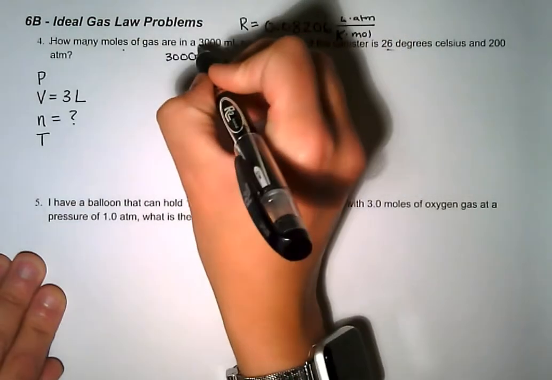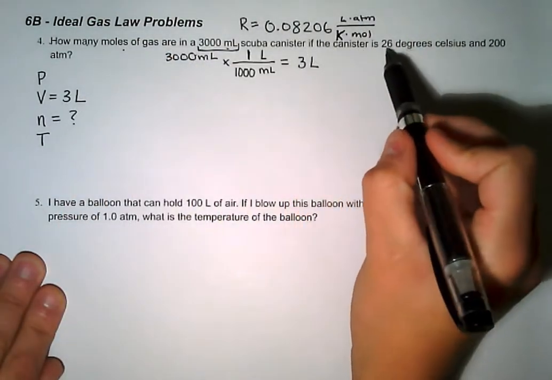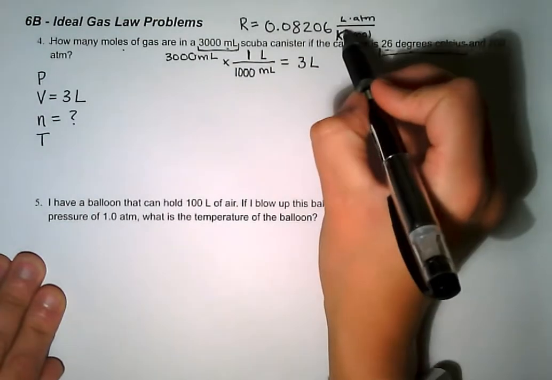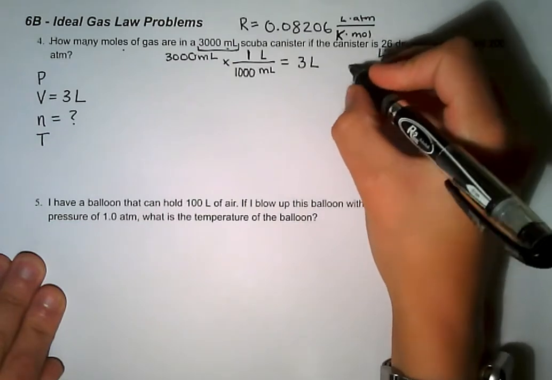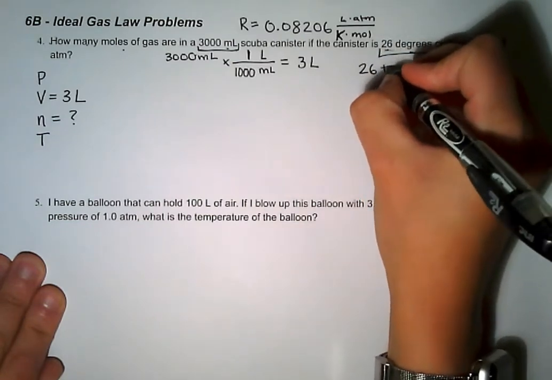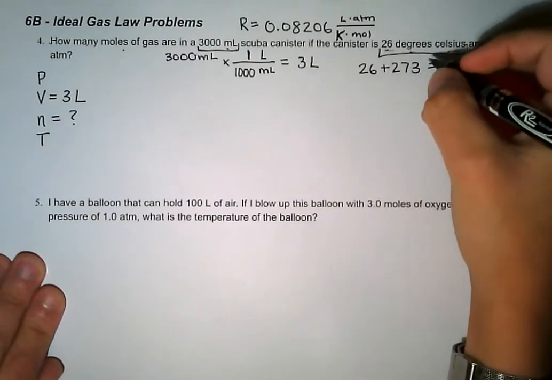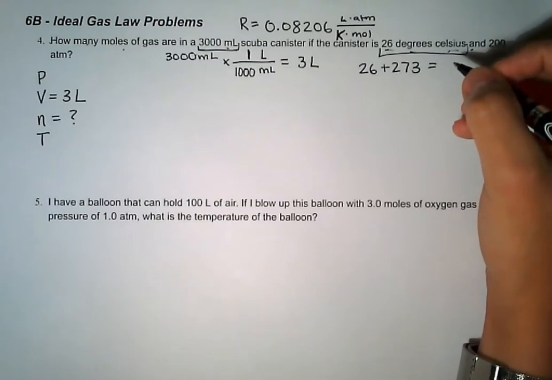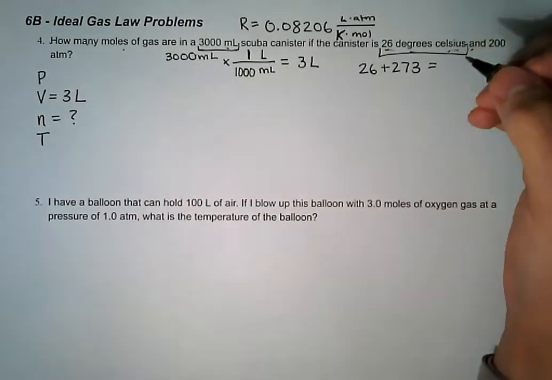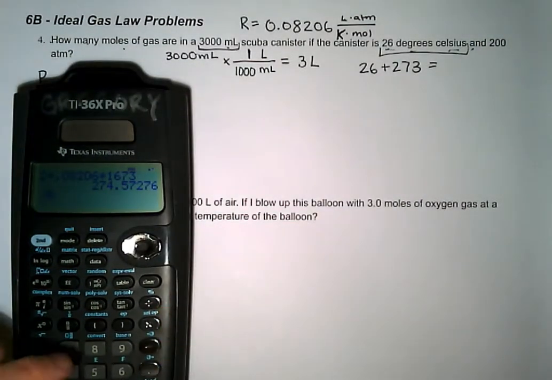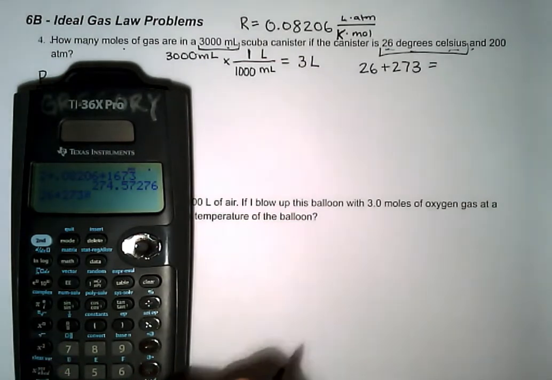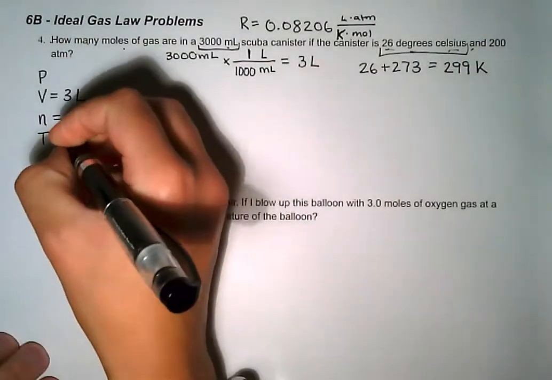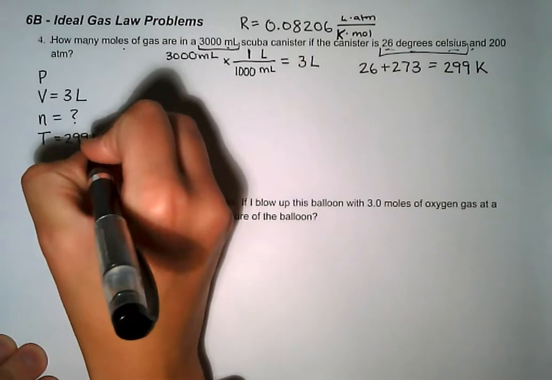Okay, so 3,000 milliliters, we've used that. If the canister is 26 degrees Celsius, we don't want our temperature in Celsius, we want it in Kelvin. So we need to convert to Kelvin by adding 273. So 26 plus 273 is going to give us, let me get out my calculator here, because I'm not feeling very confident in my mental math right now. 26 plus 273 gives me 299. And that is Kelvin. So let's put 299 Kelvin.